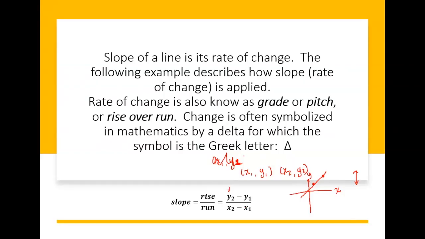And we take our y value of the second point minus our y value of the first point, and then our x of the second point minus our x of the first point. So it's y2 minus y1 over x2 minus x1. So we'll definitely look at more examples of this, but slope is rise over run, our rise being our y-axis and our run being our x-axis, so that horizontal change.